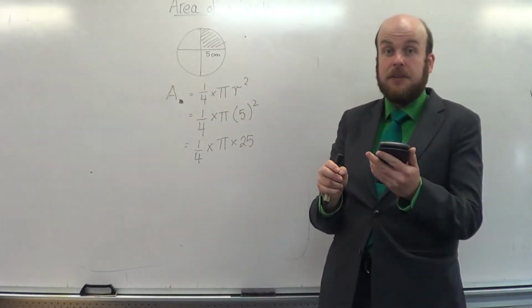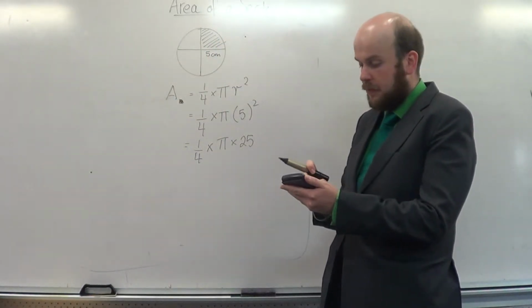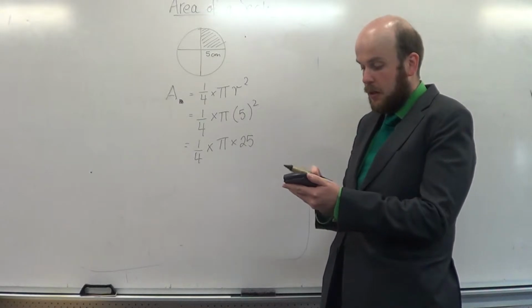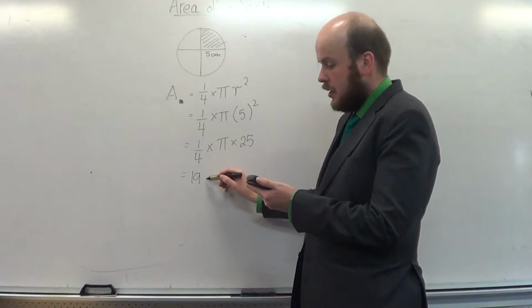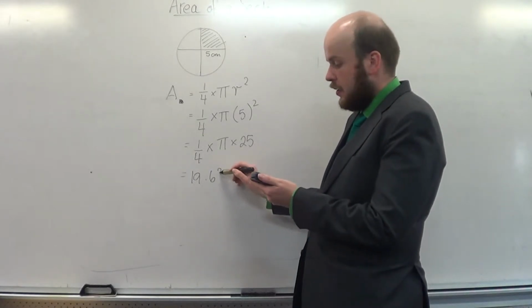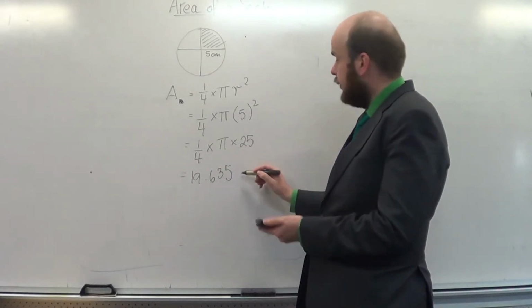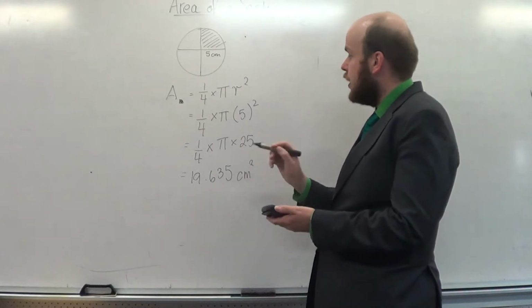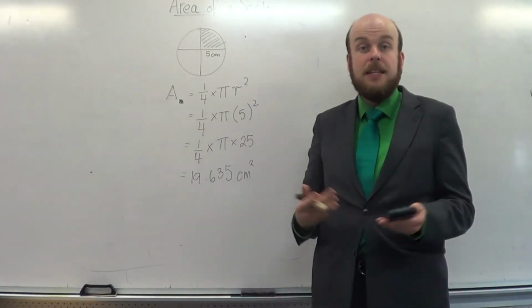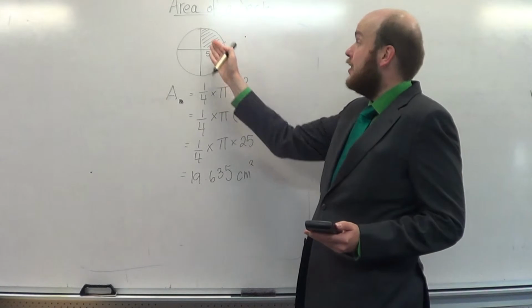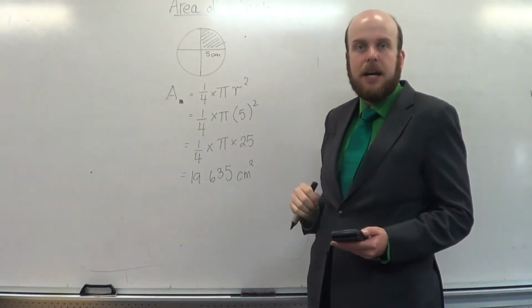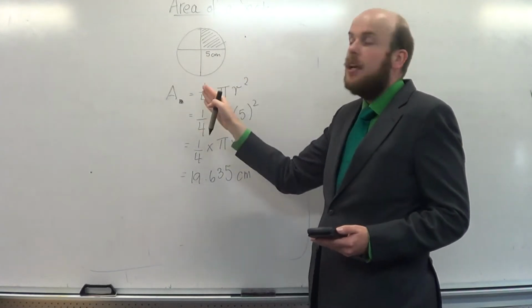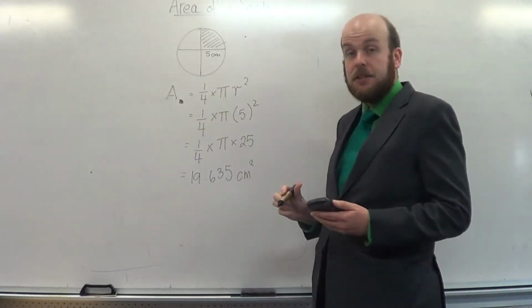Then we'll use our friend the calculator. Times by 1/4. And we should have 19.635 centimeters squared. And there we go. So if I was wanting to find half of that circle, then it would be half times pi r squared. If I wanted 3/4, it would be 3/4 times pi r squared.